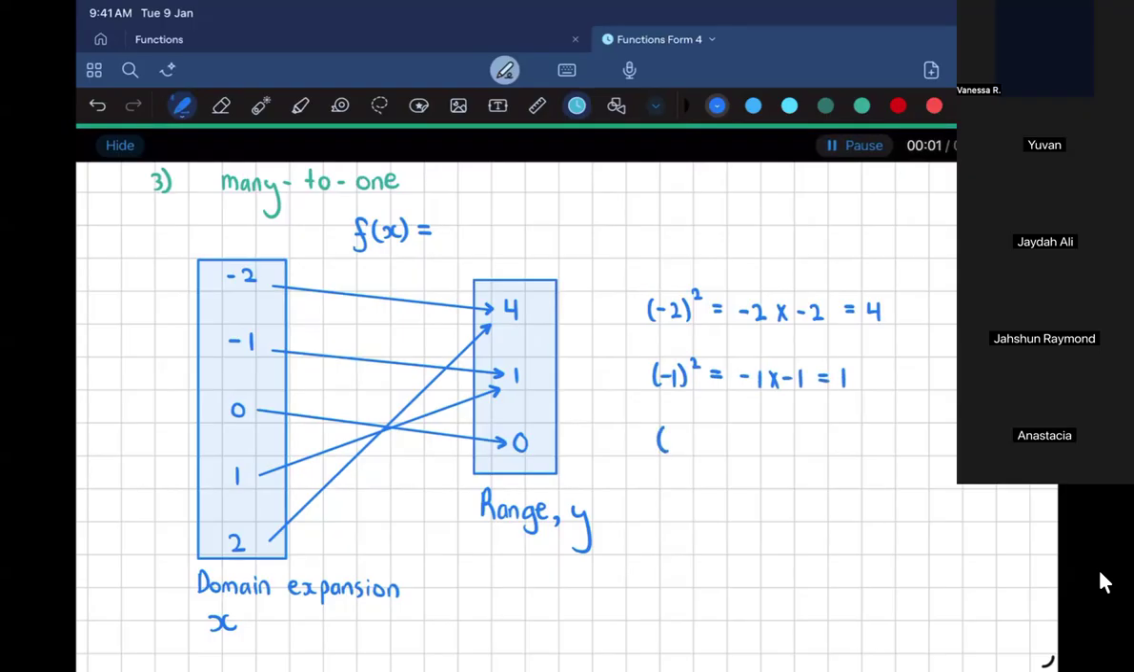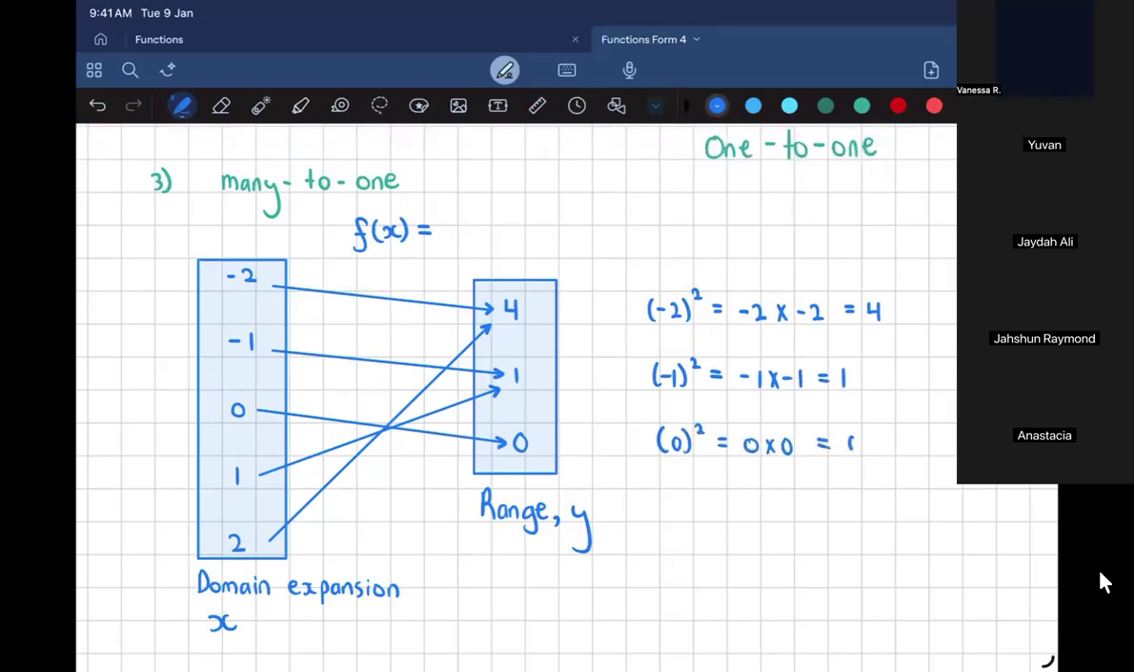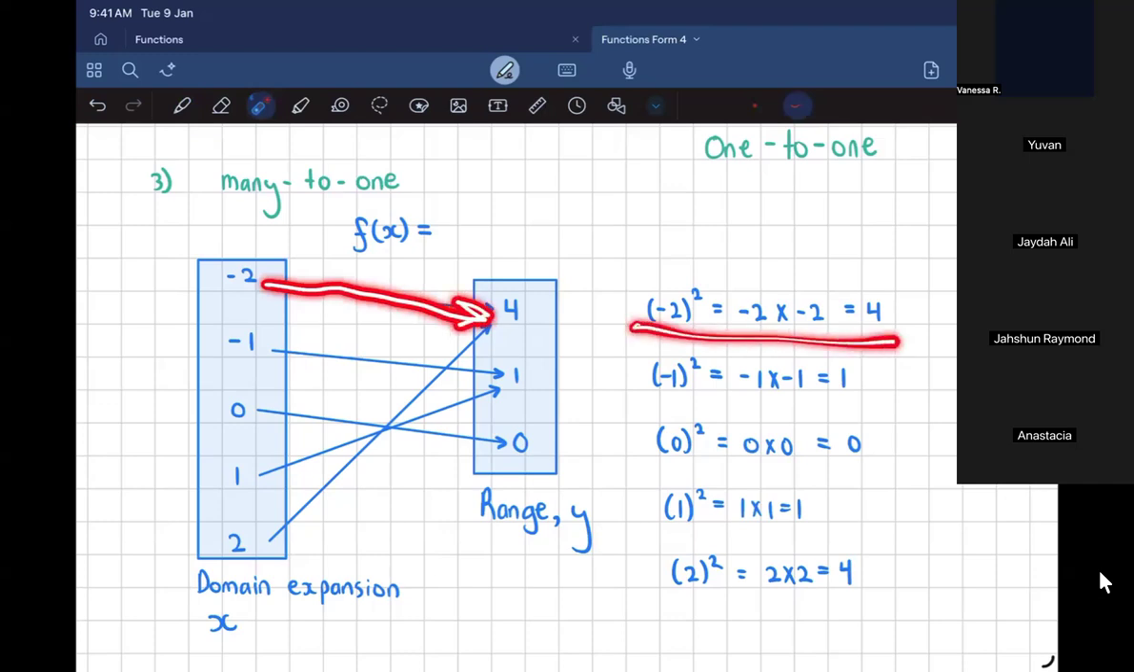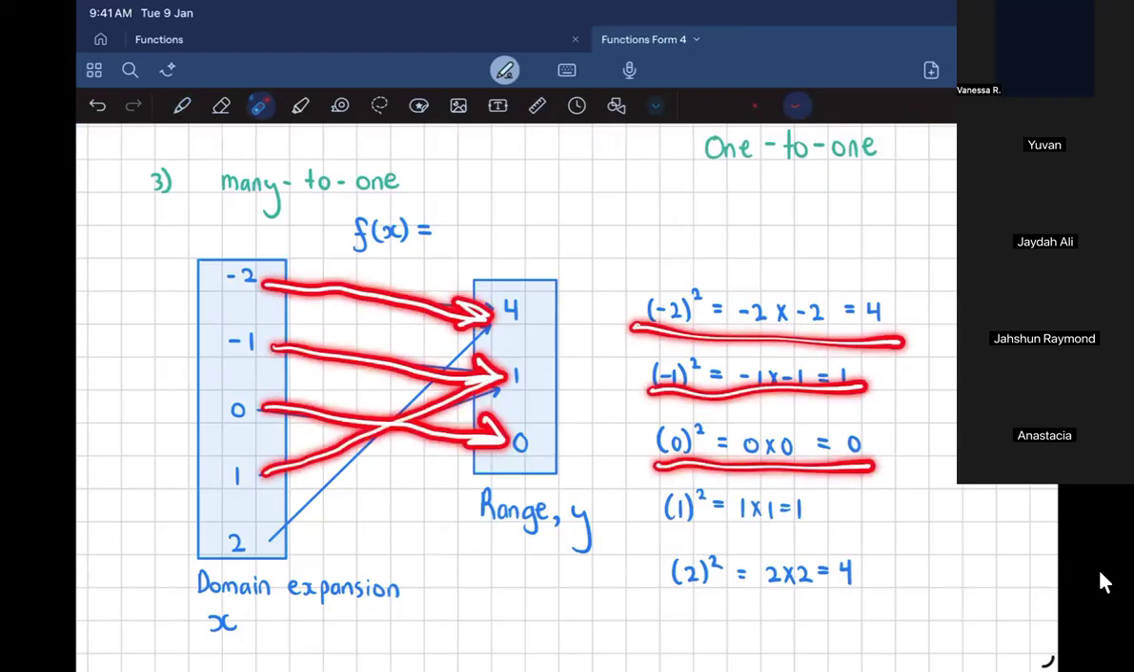What is 0 squared? 0. Okay. What is 1 by 1? 1. What is 2 squared? 4. Does that describe the behavior you see in here? Watch. Yeah. Minus 2 is mapped onto 4. Yeah. Minus 1 is mapped onto 1. Yeah. 0 is mapped onto 0. Yeah. 1 is mapped onto 1. 2 is mapped onto 4.